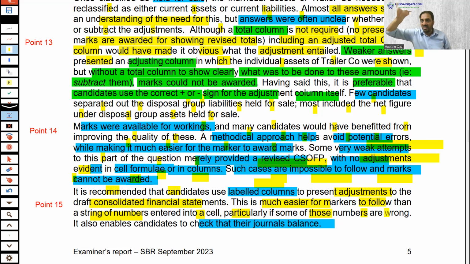Just putting the figures in the cell is not presentable for the SBR exam. Do proper working, and then pick the figure from that working and adjust it in the balance sheet, income statement or cash flow. It also enables candidates to check that their journals balance, meaning debit and credit entries are equal. So that's very valuable. This examiner report is actually about the students who are going to attempt future exams.